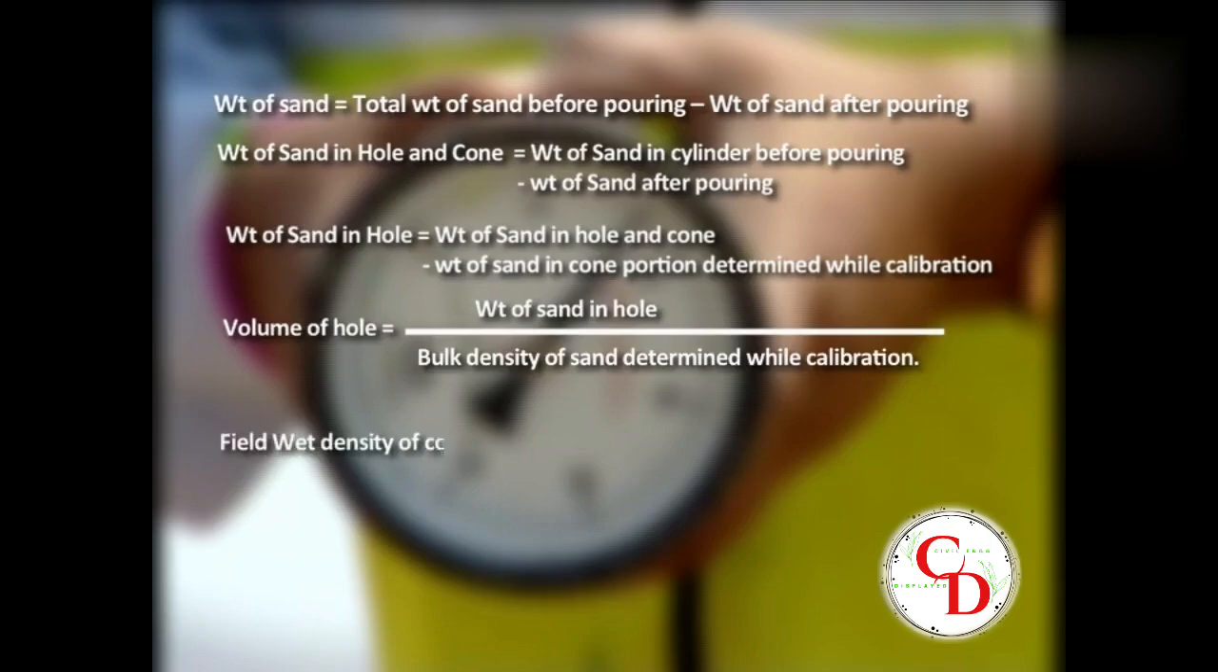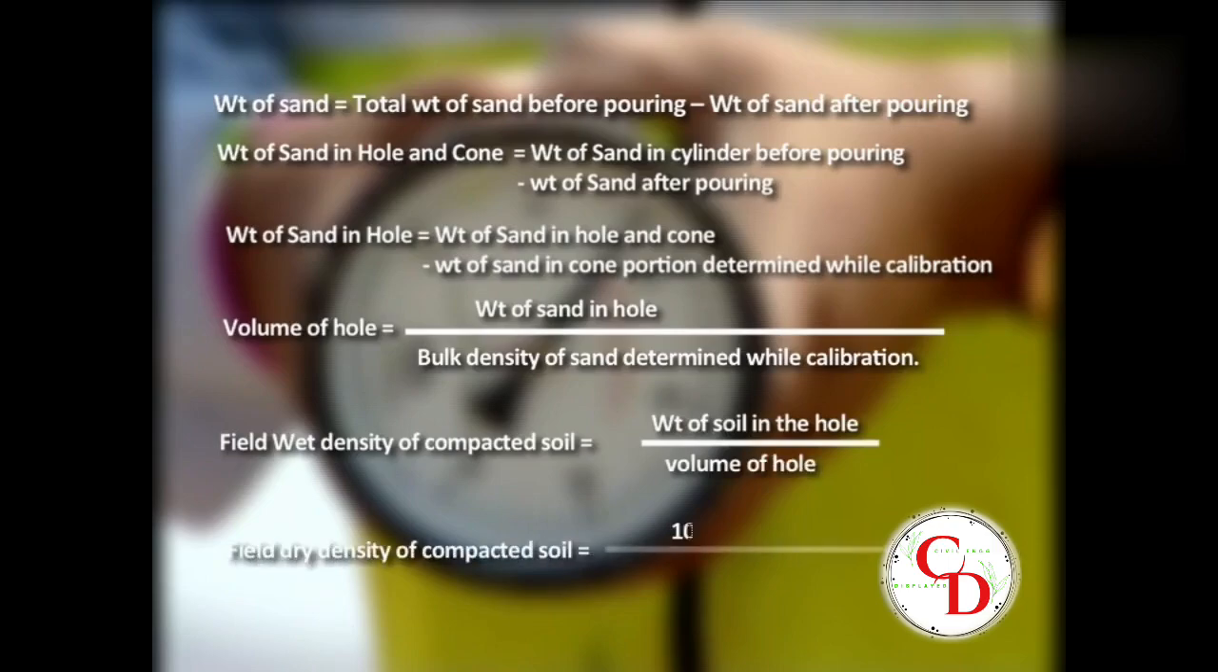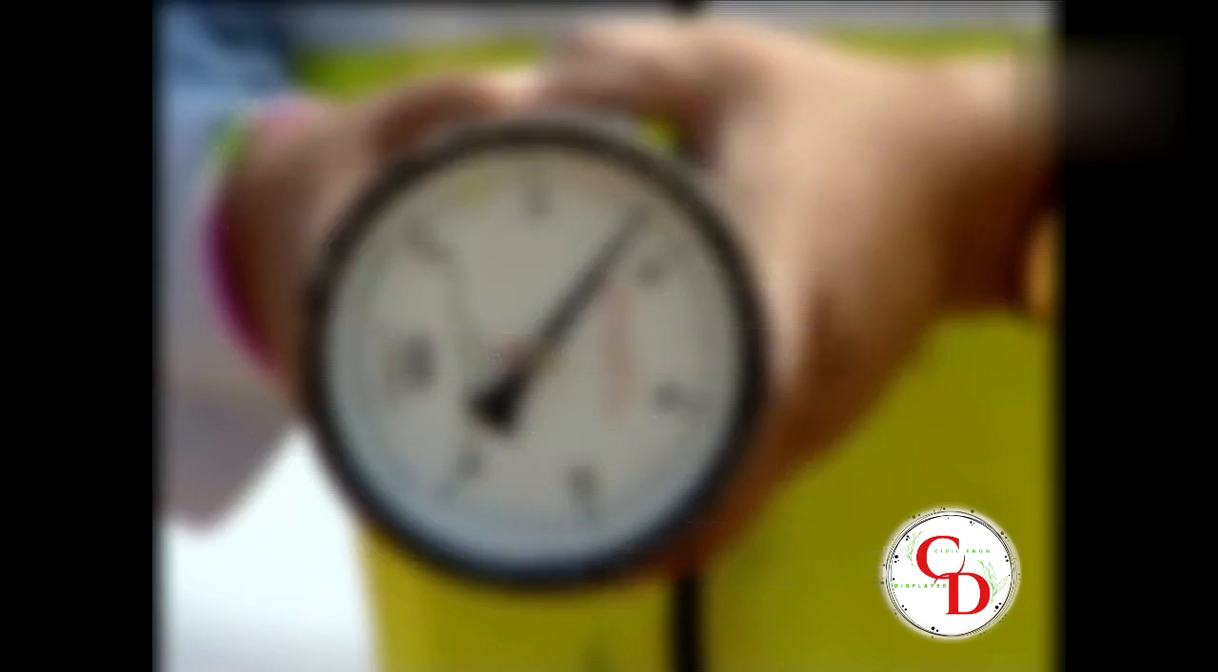Field wet density of compacted soil is equal to weight of soil in the hole divided by volume of hole. Field dry density of compacted soil is equal to 100 into wet density divided by 100 plus water content in the soil from the hole. Moisture content at field should be plus 1% or minus 2% of the OMC determined at the time of Proctor tests.